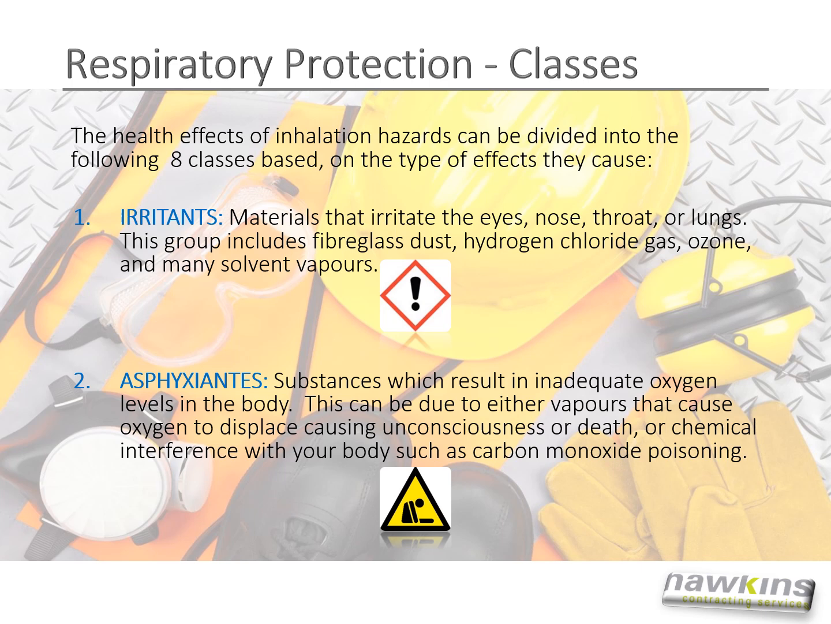The health effects of inhalation hazards can be divided into the following 8 classes based on the type of effects they cause. Irritants are materials that irritate the eyes, nose, throat, or lungs. This group includes fiberglass dust, hydrogen chloride gas, ozone, and many solvent vapors. Asphyxiants are substances which result in inadequate oxygen levels in the body. This can be due to either vapors that cause oxygen to displace, causing unconsciousness or death, or chemical interference with your body, such as carbon monoxide poisoning.